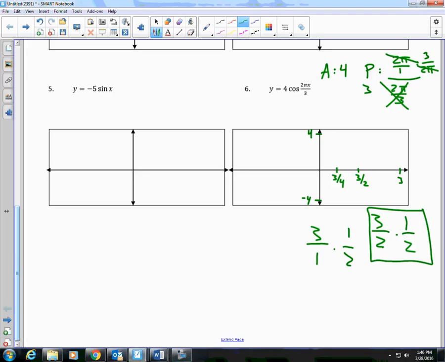Let's count. 3 over 4. 6 over 4. 9 over 4. 12 over 4, right? We'll write the same ones on the back side, just negative. I know I didn't do this in the notes, but it shouldn't be any big deal.